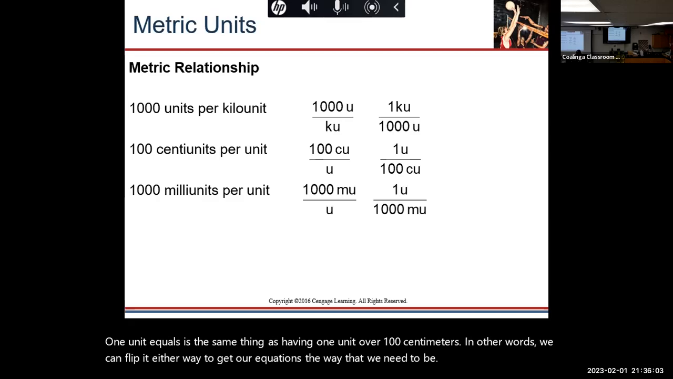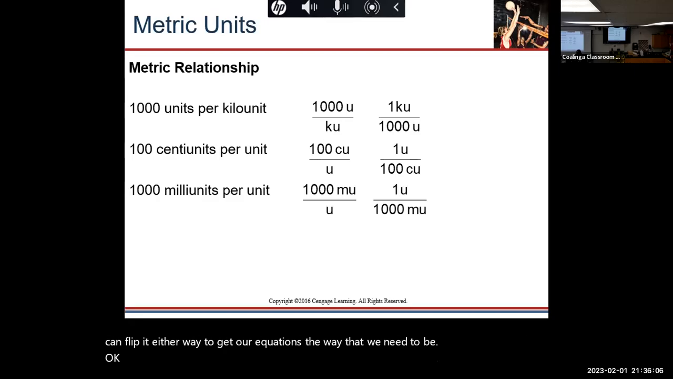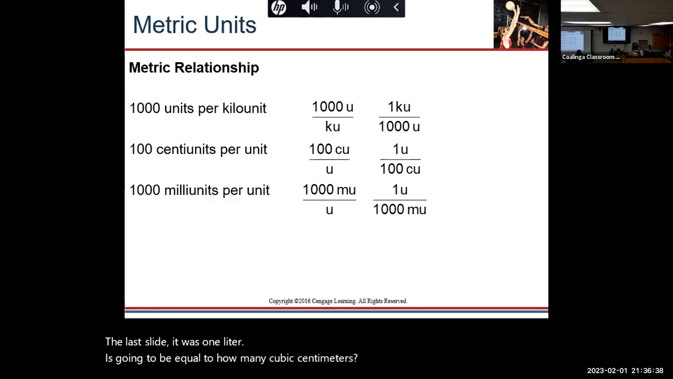Okay? Yolanda said one question mark. All right, I don't understand the question. Oh, that was from earlier. I'm sorry. Oh, the last slide, it was 1 liter. It's going to be equal to how many cubic centimeters? 1,000.